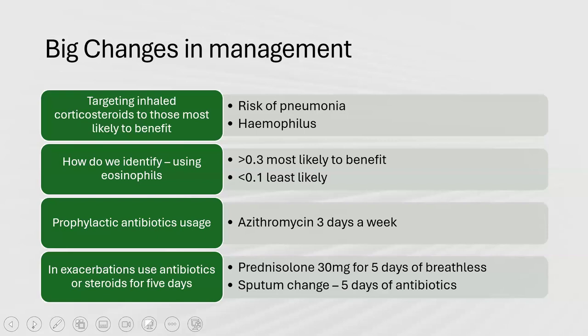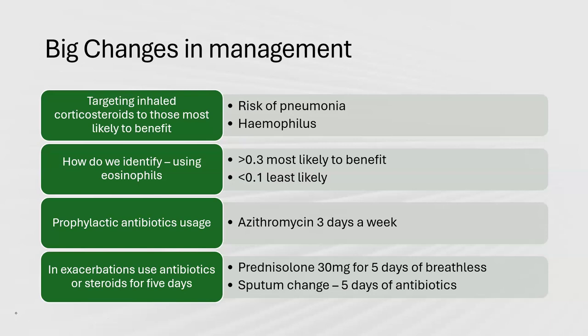The main big changes that have happened in the management recently are about who we are going to give inhaled corticosteroids to, who's likely to benefit the most from it, because having inhaled corticosteroids increases the risk of pneumonia. When the eosinophils are less than 0.1, Haemophilus likely colonizes these patients, so giving them inhaled corticosteroids might provoke pneumonia. I haven't actually seen this that much, but we've got Jadine here with us who might be able to shed more light.